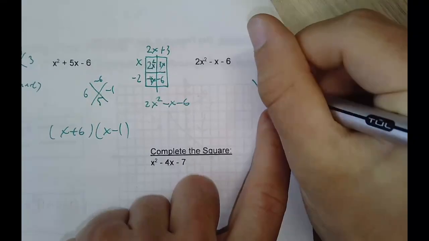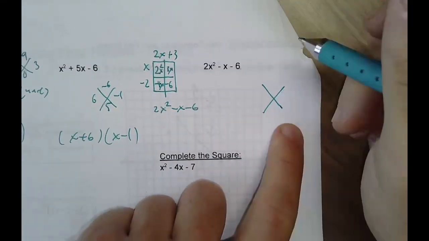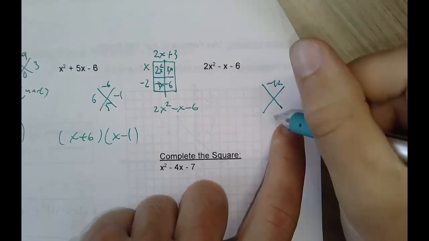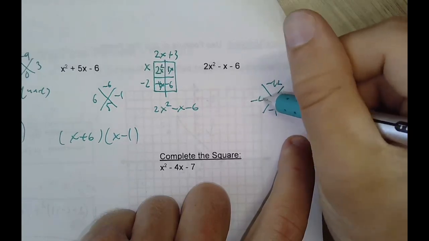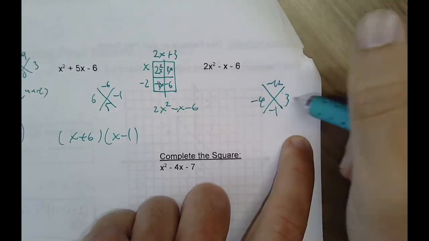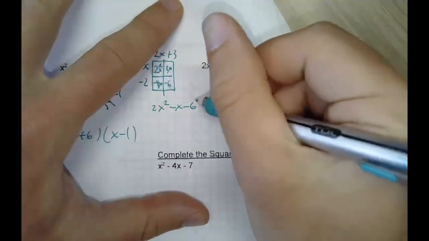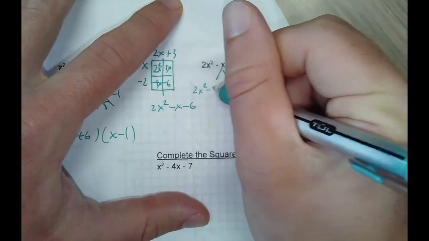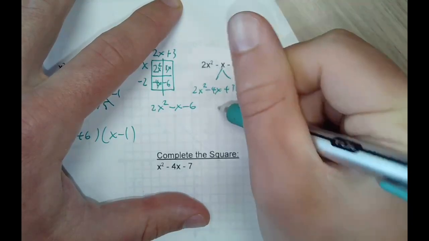Or you can do the ACB method. So ACB, it's like this version over here, except we do a times c in the top, so negative 12 in the top and negative 1 in the bottom. Two numbers that multiply to negative 12 and add to negative 1. It's going to be negative 4 and 3. Now, those are not my factors. That's how we split this up. We're going to have 2x squared minus 4x plus 3x minus 6.